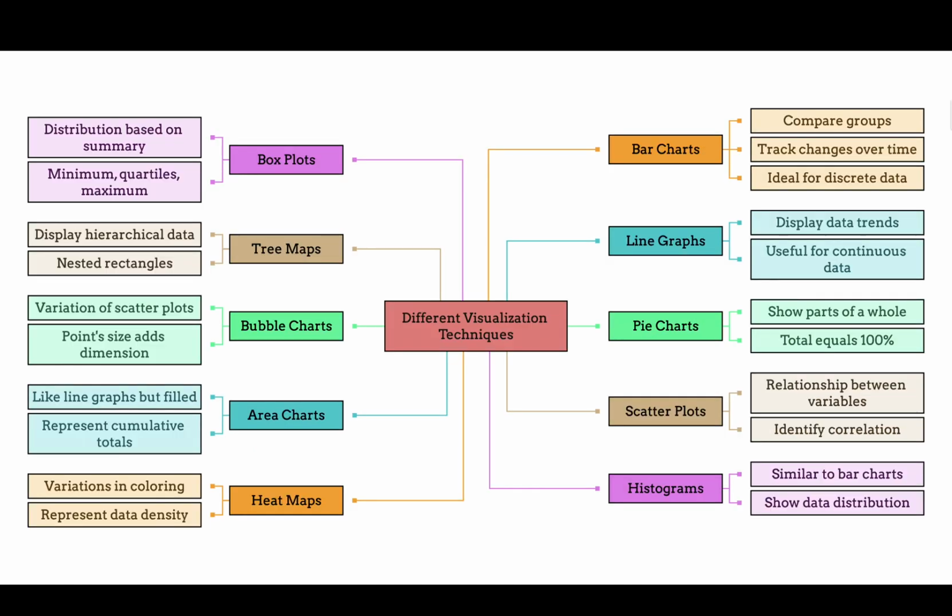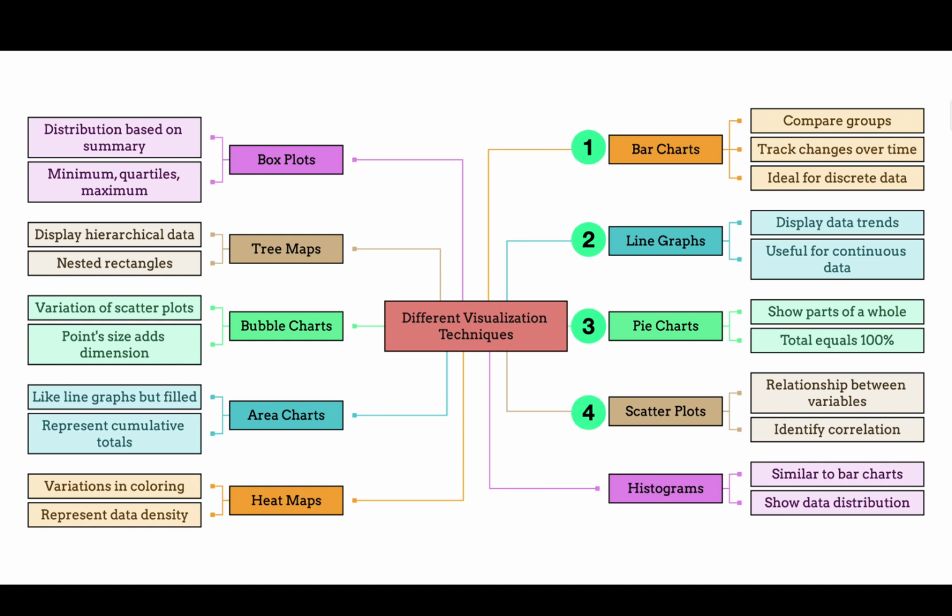Different visualization techniques. 1. Bar charts, useful for comparing different groups or tracking changes over time. Ideal for discrete data categories. 2. Line graphs, best for displaying data trends over time. Useful in showing continuous data, such as stock market trends or temperature changes. 3. Pie charts, effective for showing parts of a whole. Used when the total of all segments equals 100%.